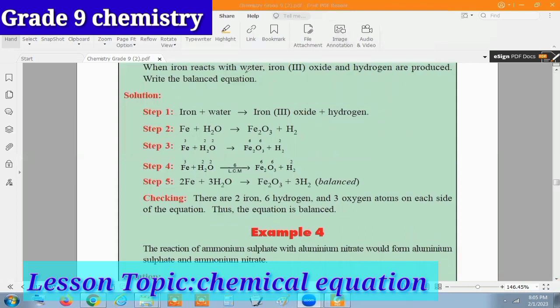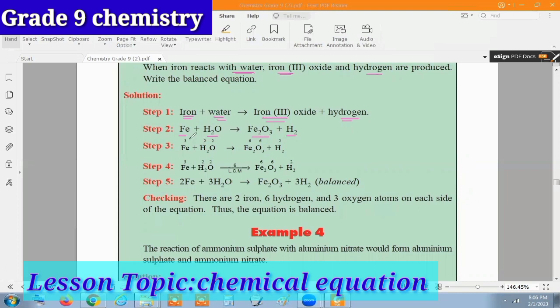Now, when iron reacts with water, iron 3 oxide and hydrogen are produced. First, we have to write the word equation. Iron plus water gives us iron 3 oxide plus hydrogen gas. Now write the chemical symbols and the formulas for each group. Fe plus H2O gives us Fe2O3 plus H2.